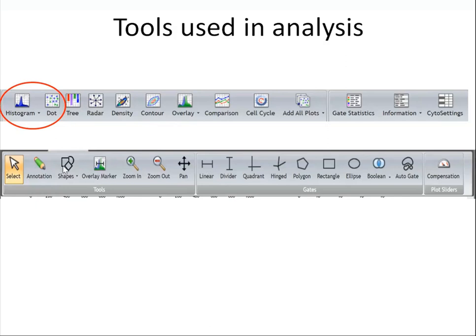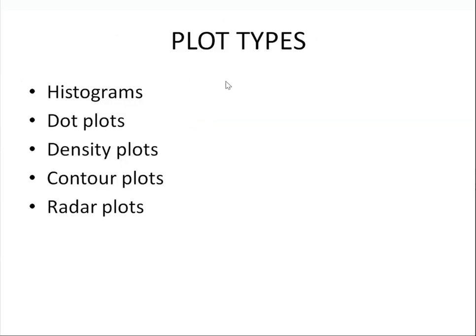Similarly, you have other things like gating the population, like polygonal gates, rectangle gates, elliptical gates, Boolean gates. These are some of the tools which we'll be using in the analysis. Now let's go with the plot type. So first we'll cover this particular area, which is plot types.